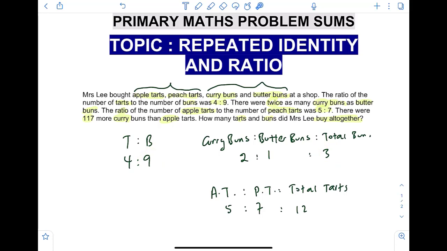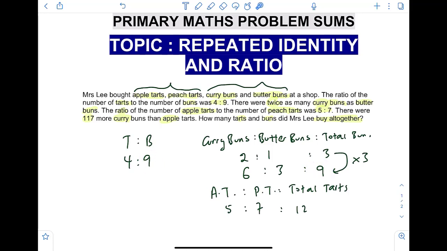So we talk about the buns first. Between 9 and 3, what is the lowest common multiple? Between 9 and 3, that will just be 9, right? So we just take this and we times 3 for this particular ratio. And we'll get 9:3:6. Fantastic, we have made the total number of buns having the same units, 9 and 9.